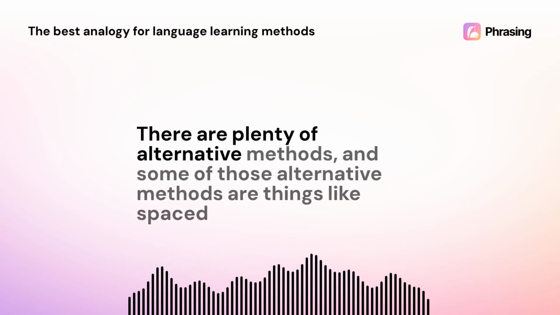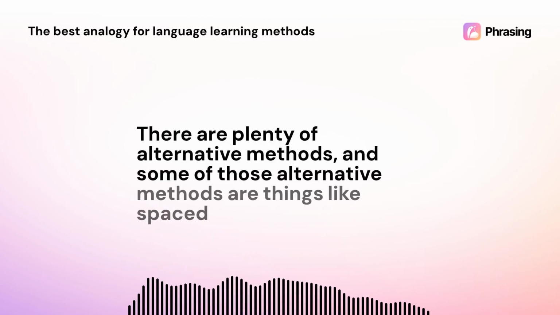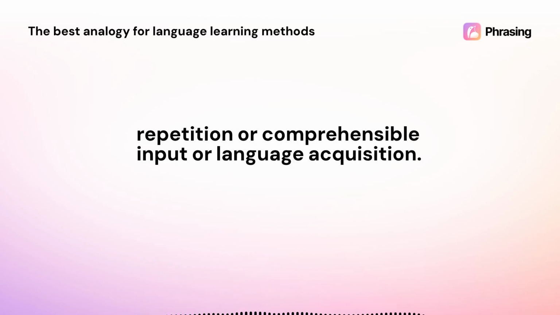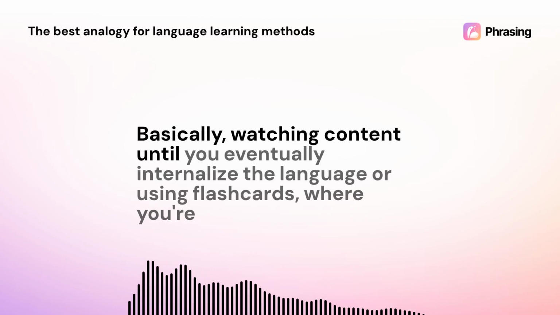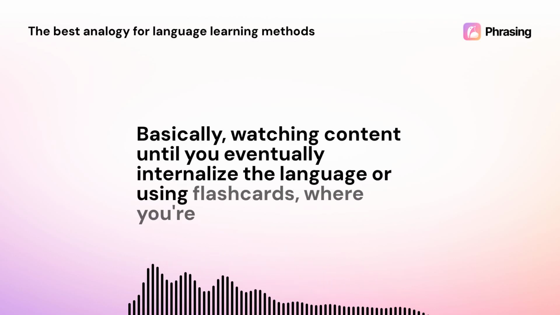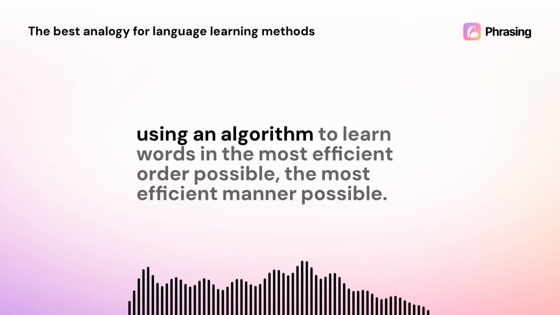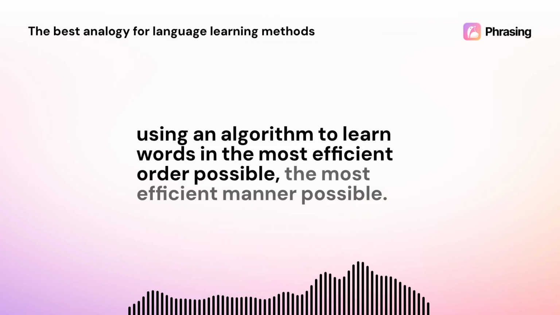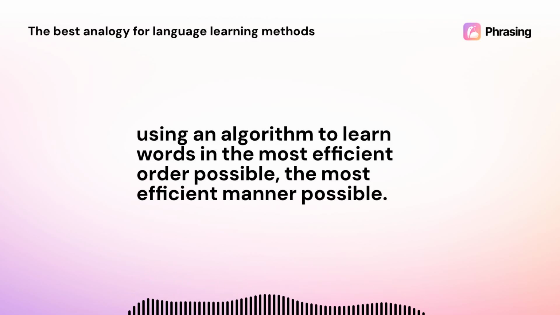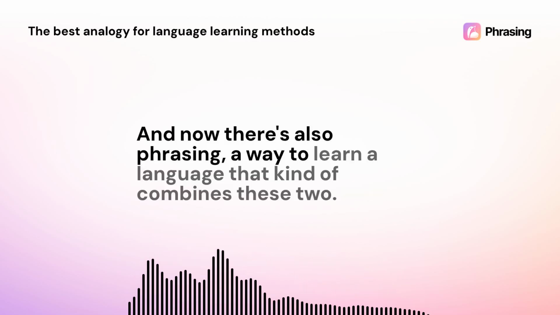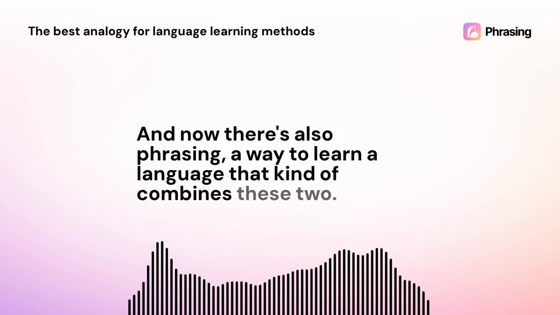There are plenty of alternative methods. And some of those alternative methods are things like spaced repetition or comprehensible input or language acquisition, basically watching content until you eventually internalize the language, or using flashcards where you're using an algorithm to learn words in the most efficient order possible, the most efficient manner possible. And now there's also Phrasing, a way to learn a language that kind of combines these two.